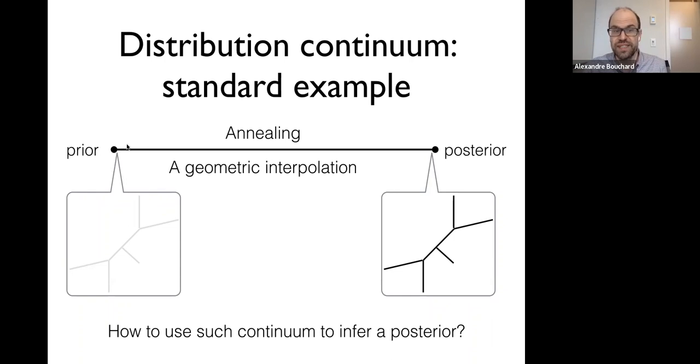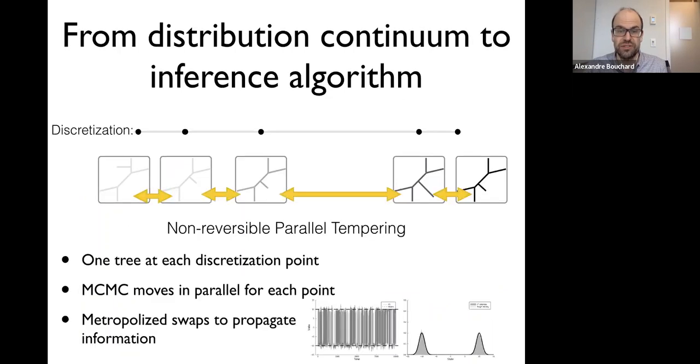We would like to have communication between these two to propagate, to be able to switch mode, for example, in posterior sampling. So how do we go from a continuum of distributions to an inference algorithm? Well, we discretize it. Instead of a continuum, we look at a finite number of chains that approximate it. There are MCMC moves for each of these chains, but crucially, there are also moves that swap, that propagate information between them.